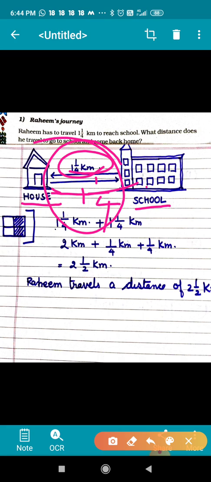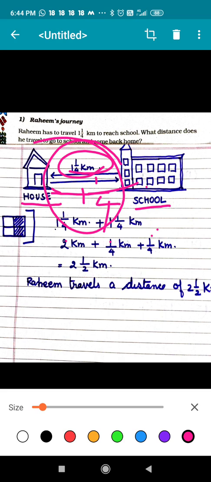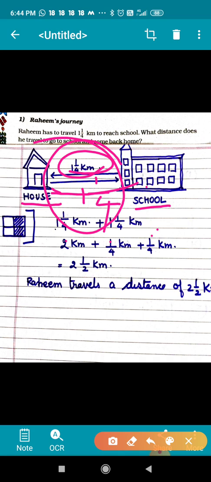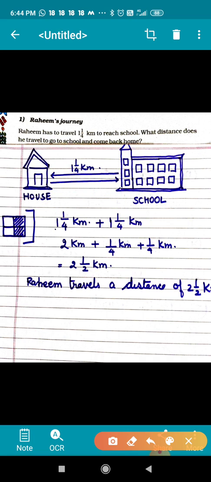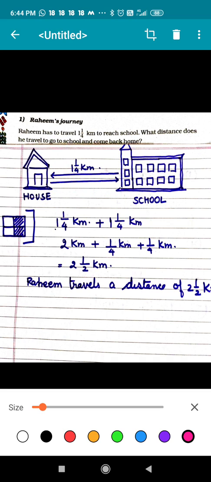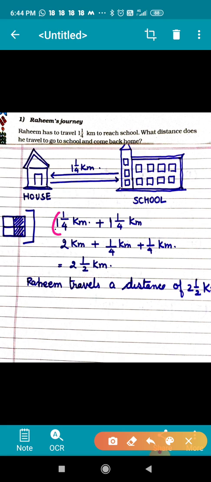So what will you do? You will add both fractions, 1 whole 1/4 plus 1 whole 1/4. Here children, you can see 1 is a whole number, so it will be added together, it will become 2. Now 1/4 and 1/4 will be added together, it will become half.